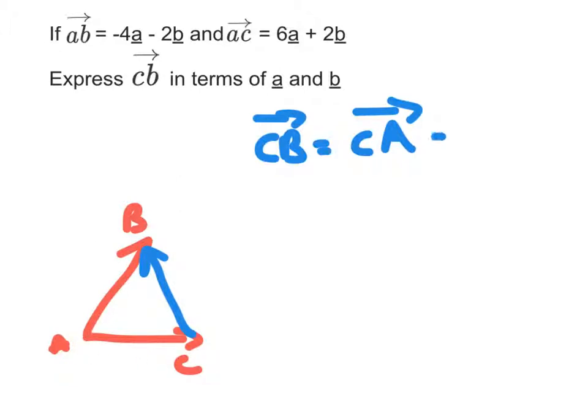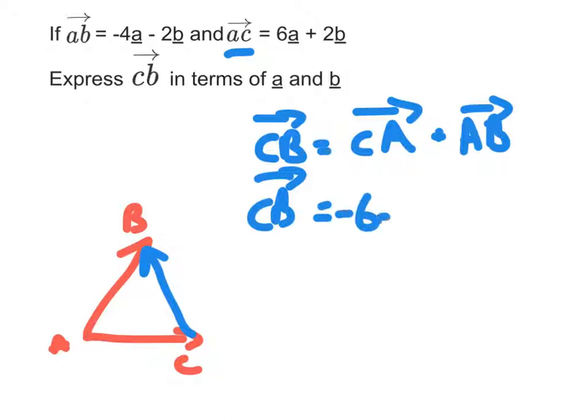Okay, and add to that A to B. Okay, so that's this pathway up here. So that will get us from C to A. Alright, so C to B then is going to equal C to A, which is this one, but backwards. So it's minus 6A minus 2B. And add to that A to B, which it tells you in the question, which is minus 4A minus 2B.